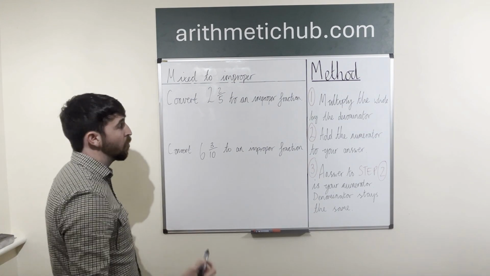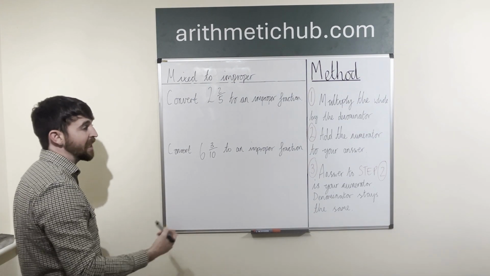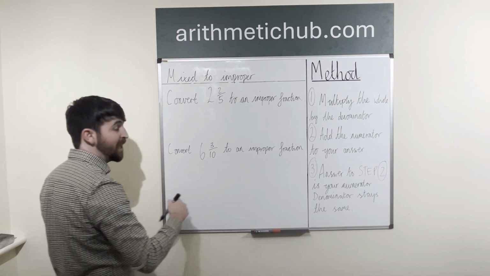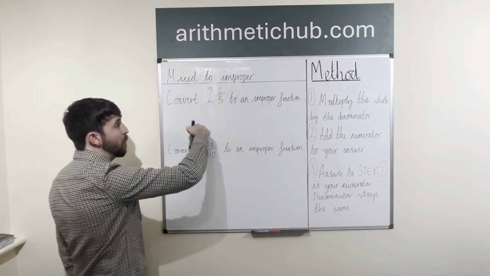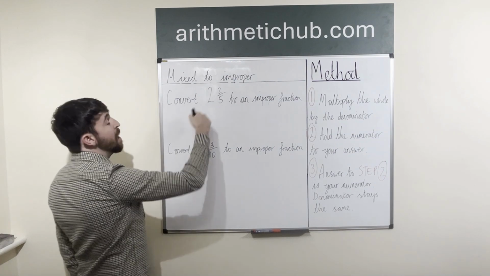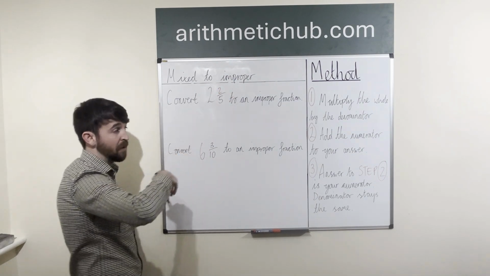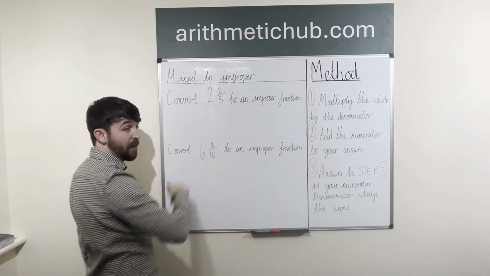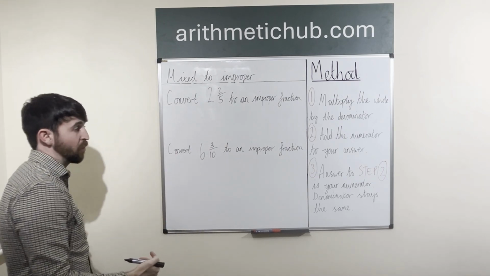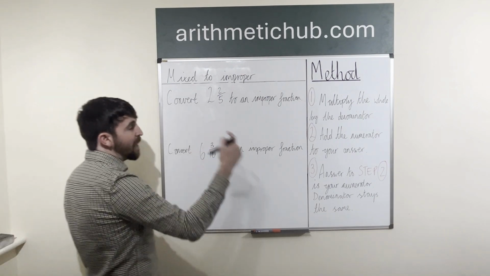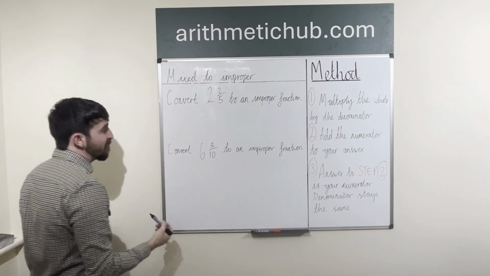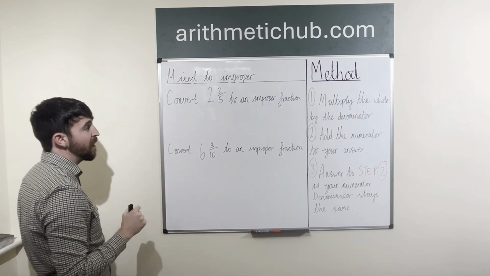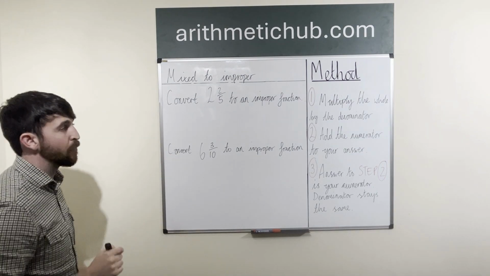So let's have a look at these key bits of information that we need here for these types of questions. We need to know what the whole is. Here we've got the whole, 2 and 2/5, okay? We've got the numerator, which is the number on top of the fraction, and the denominator, which is the number on the bottom of the fraction, okay? So let's have a look at our method to try and answer this first question. Convert 2 and 2/5 to an improper fraction.